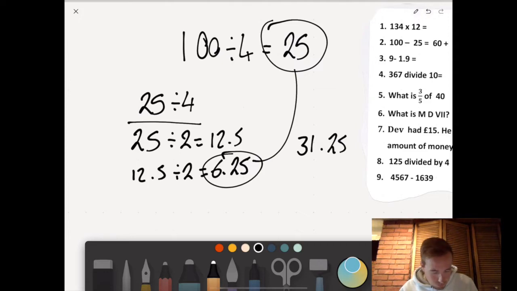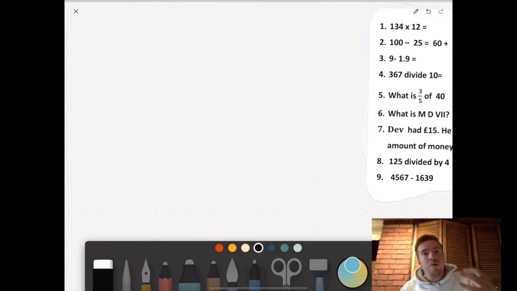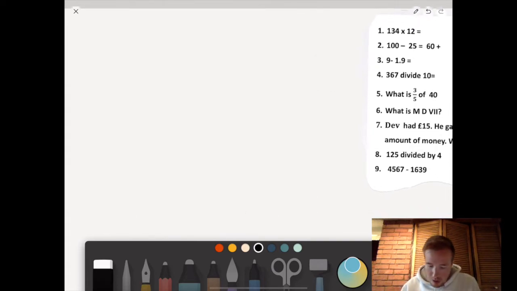Okay, you might have done a different method for that one, it's absolutely fine, but you can see there how my method, just using a couple of known facts, I've divided 25 by 2 enough to have it in the head, means I don't have to spend too long on that one. It's fairly quick to do. Okay, last one.